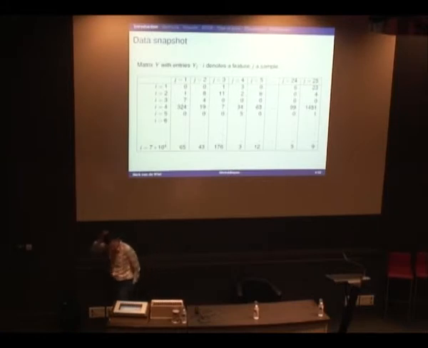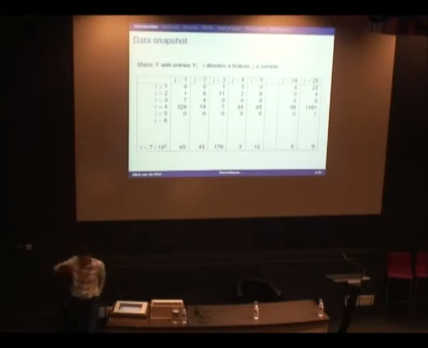So just to give you a snapshot of how the data looks like, it looks like this. That's after being normalized. So we have a matrix Y with entries Y_ij. i denotes a feature, or tag, but in general the terminology is feature. It could be a gene or whatever. j is a sample. And what you see, that's important, is you have a big matrix, 70,000 rows.